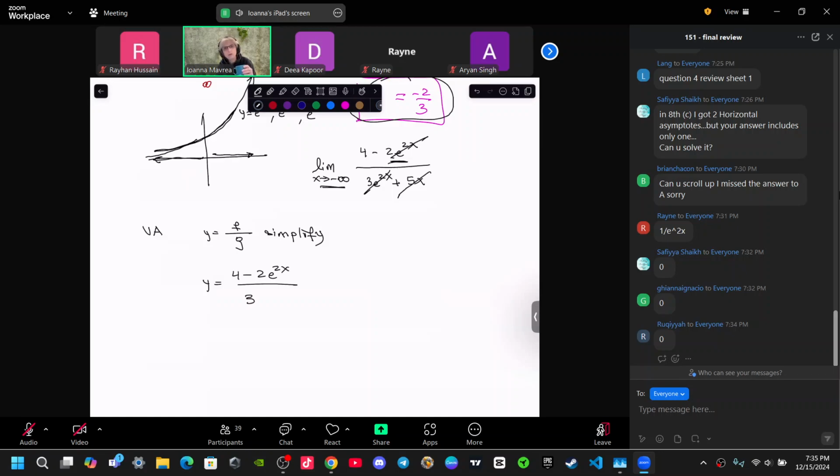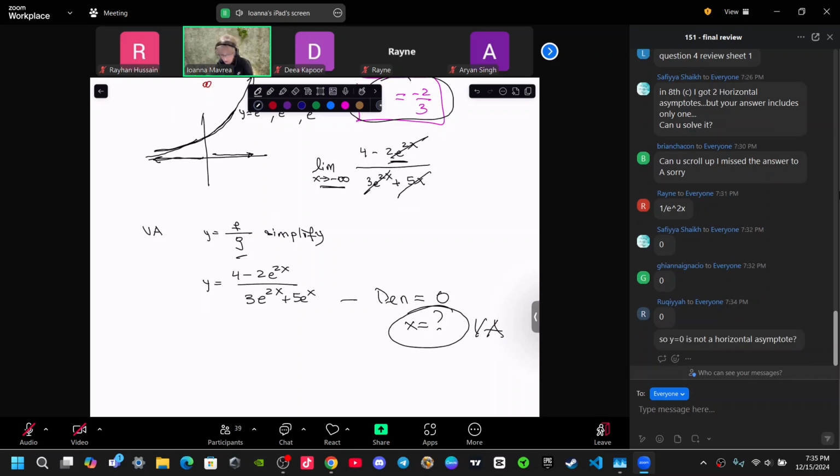In order to figure out if there is a vertical asymptote, after I simplify, I take the denominator and set it equal to 0 and find the x that makes it 0. If there is such an x, that is my vertical asymptote. That line, x equal that number, is a vertical line, and that's an asymptote.